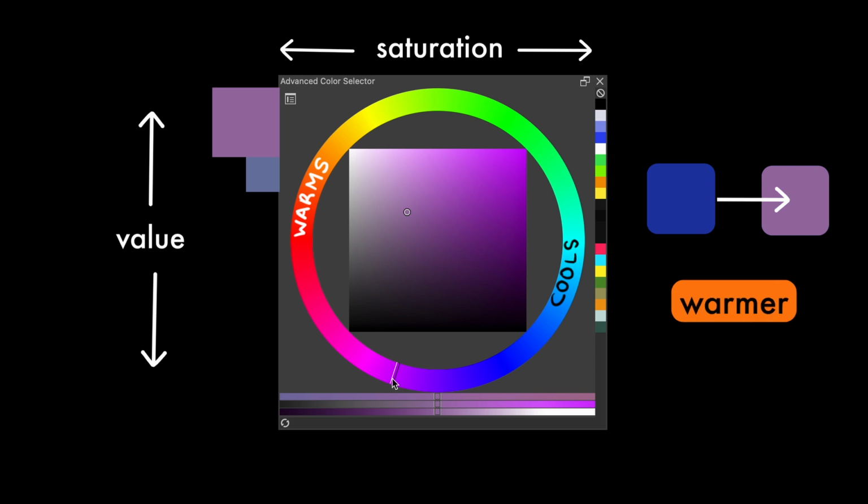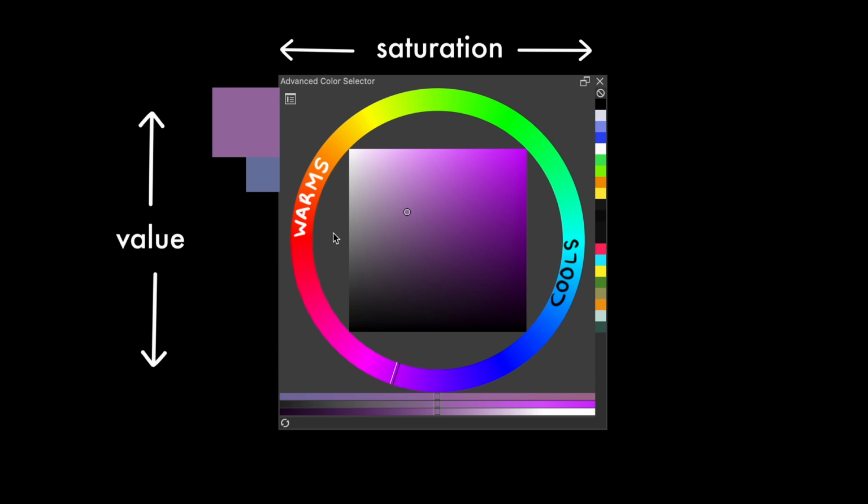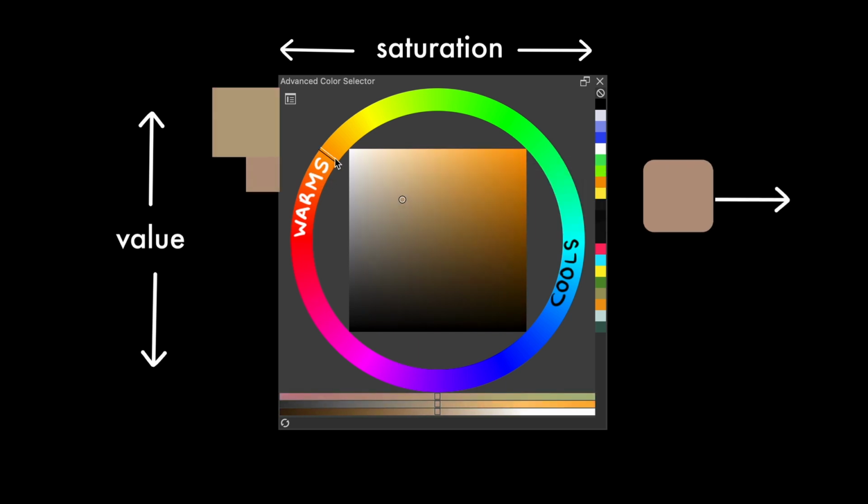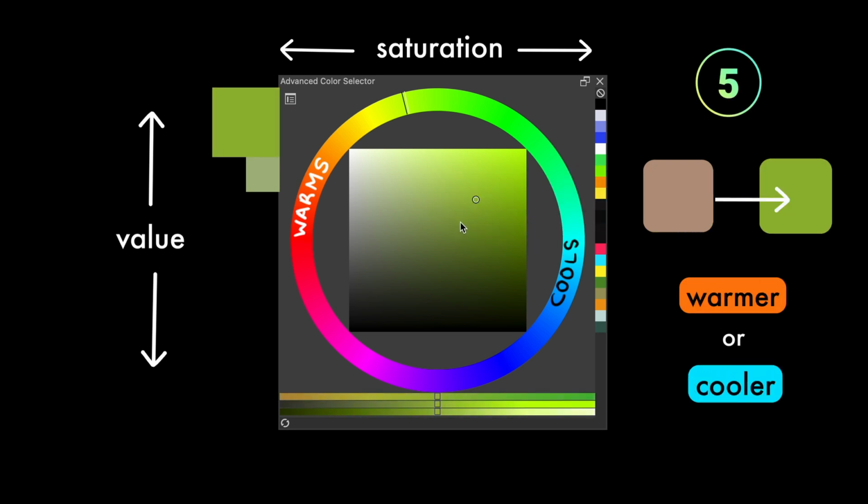Yep, it's warmer. Now, if we have this desaturated orange and we shift it this way into the greens and then increase the saturation to get the final color, would you say the color is warmer or cooler? Definitely cooler.